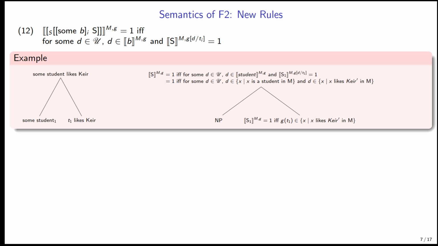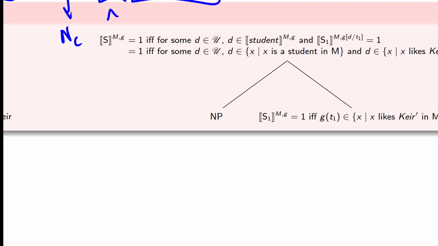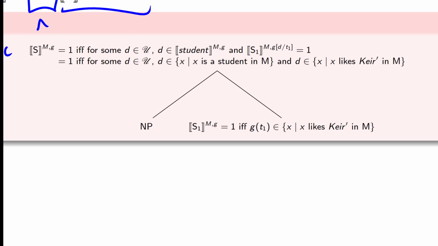Last time we did for every N, for everything in that noun. Now we're doing for something in that noun. So we say for some D in our universe, D is in B, so this is our common noun, and S is true where D is replacing that trace. So some student 1, T1 likes Kier. Let's take a look on the right side at the actual implementation of this.